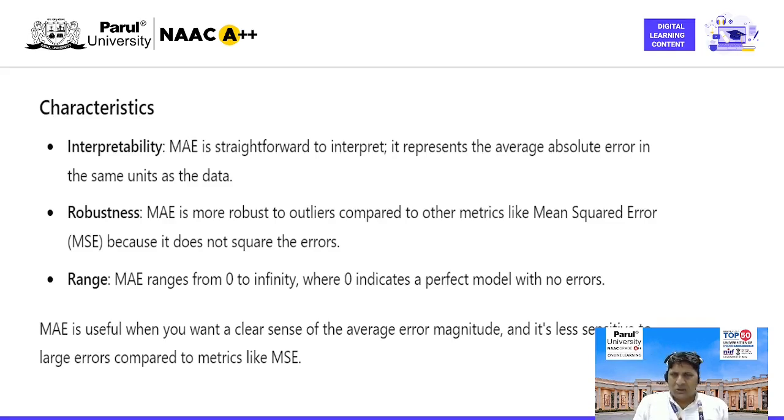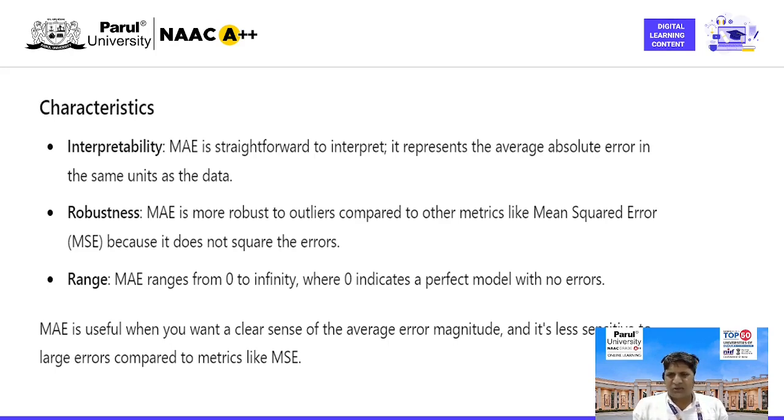The MAE has some important characteristics. The first one is interpretability. MAE is straightforward to interpret. It is very simple and easy to interpret. It represents the average absolute error in the same unit as the data. It means the result as well as the input data are in the same unit, the same form, not a different form. That's why it is very easy to interpret.